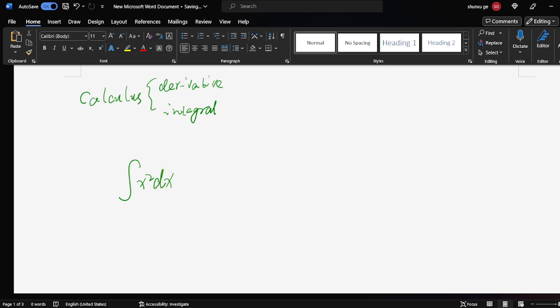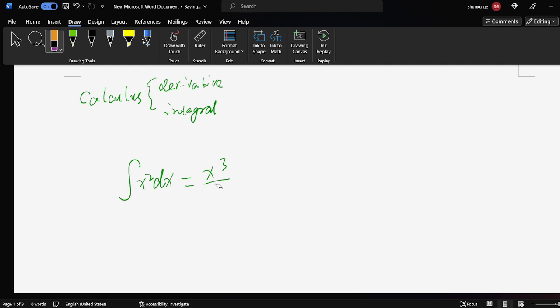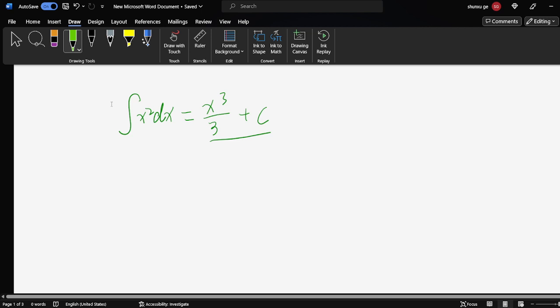So this kind of form, the solution is x to the 3 divided by 3. Okay, this is the solution. So now I explain why we get this. What is this? What is the integral? This part.